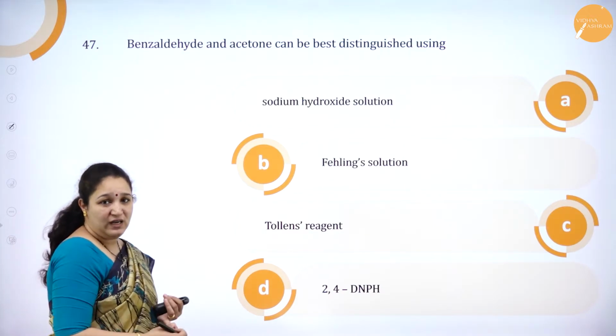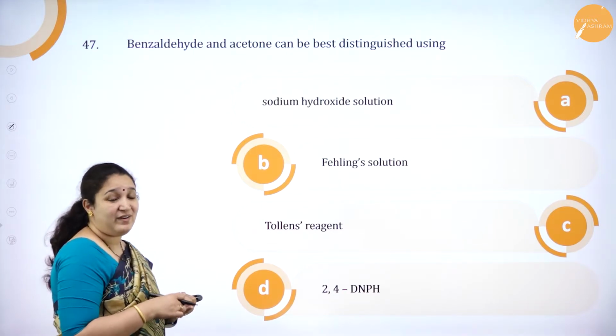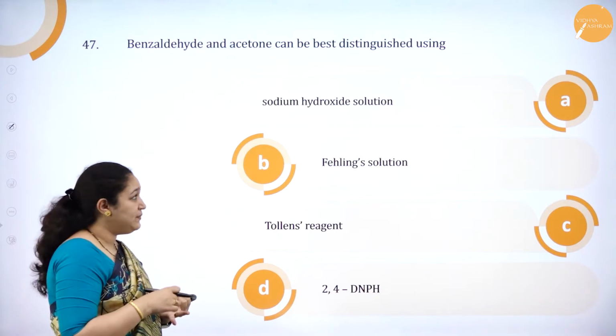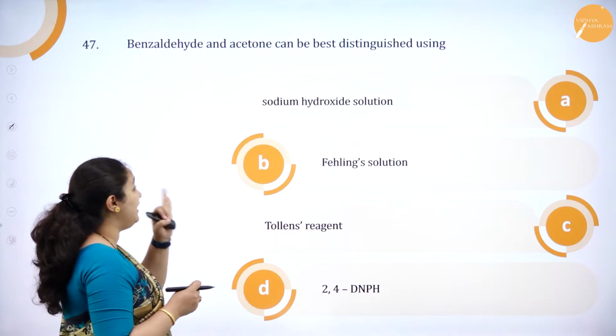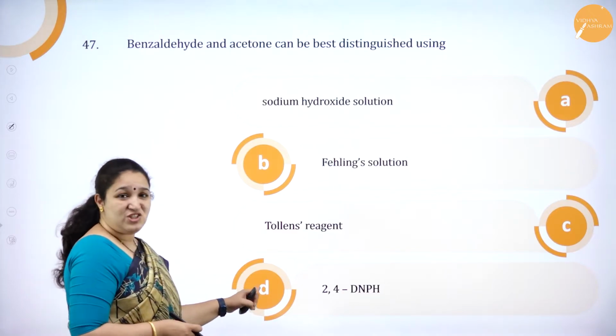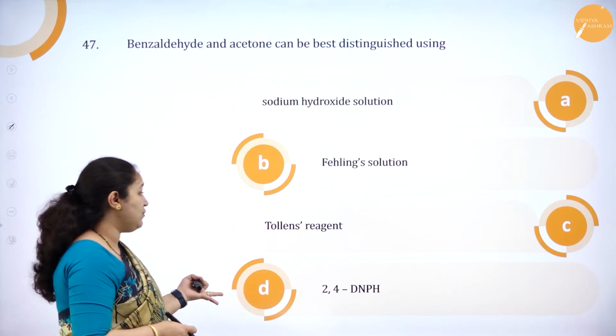So we have an aldehyde and we have a ketone, correct? In aldehyde, we have an aromatic aldehyde. So which is the one which can distinguish these both, that is benzaldehyde and acetone? DNPH test is common for the carbonyl group, so we cannot use this to distinguish.